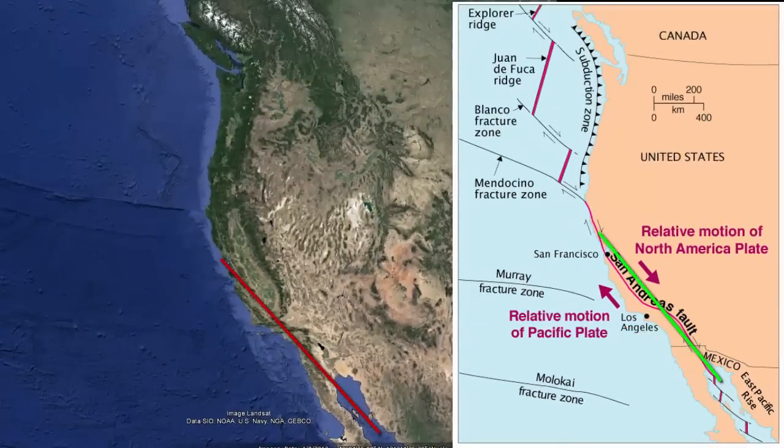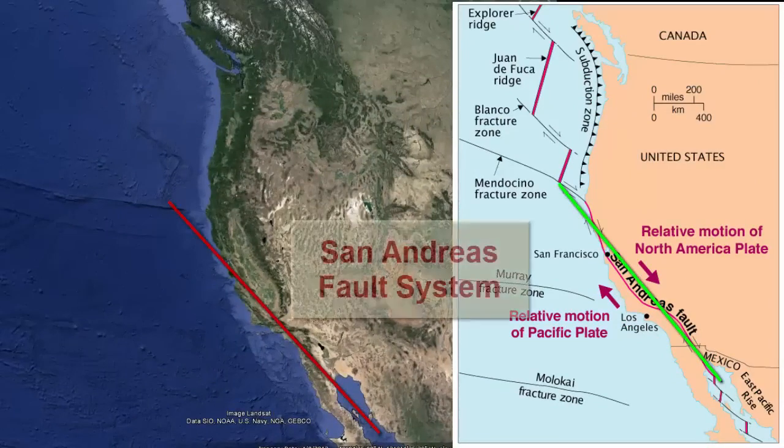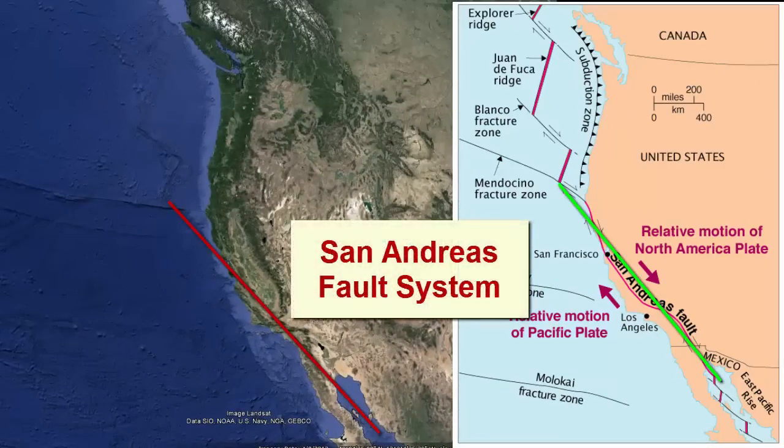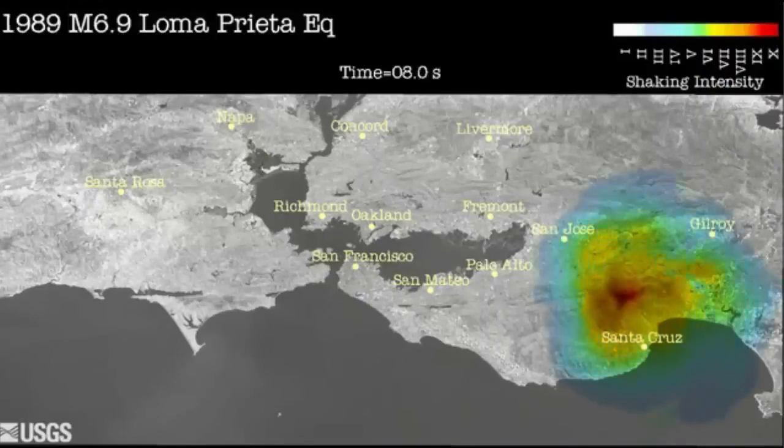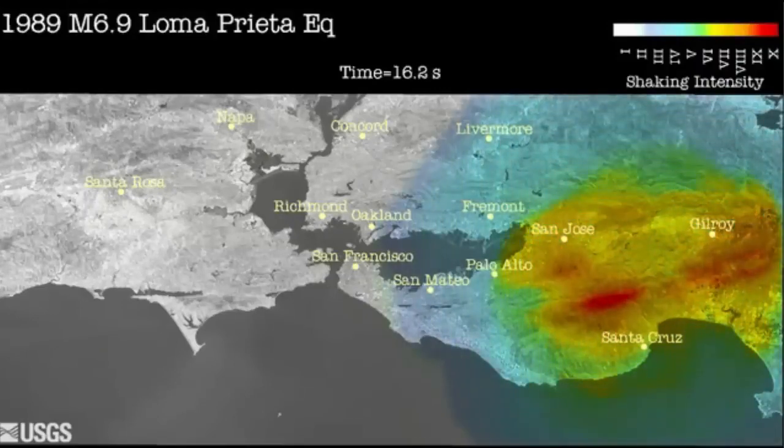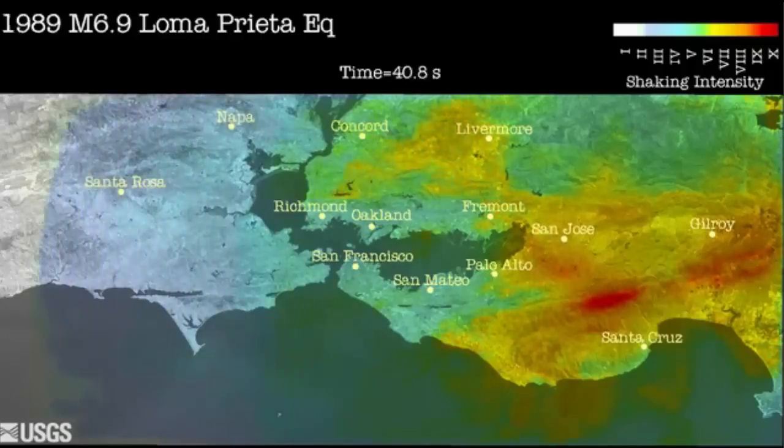This long transform boundary that connects these two sections of Ocean Ridge is known as the San Andreas Fault System. Those of us who live along its path are familiar with its associated earthquake hazards. The Loma Prieta earthquake in 1989 was one of the most recent large earthquakes. The magnitude 6.9 earthquake caused significant shaking and damage from Santa Cruz to San Francisco as it released built-up stress related to the transform plate motion.